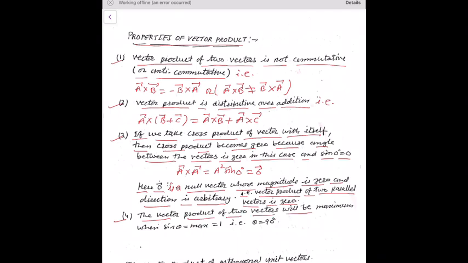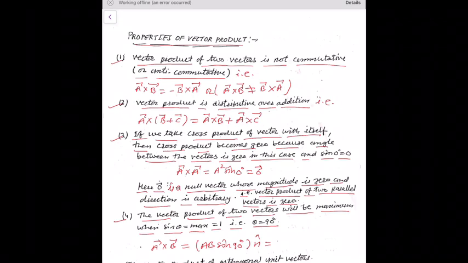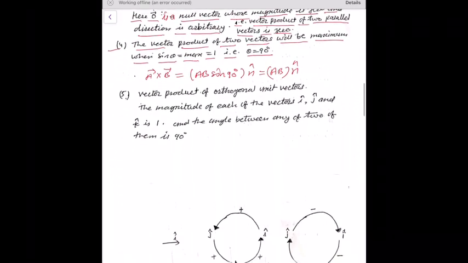Fourth, the vector product of two vectors will be maximum when sin theta is maximum, equal to 1. That is, theta equal to 90 degree. It means A vector cross B vector is equal to AB sin 90 degree n cap, or we can write AB n cap. Here n cap is unit vector.